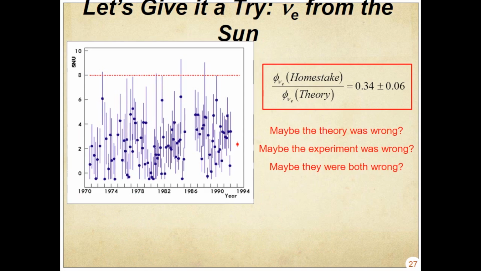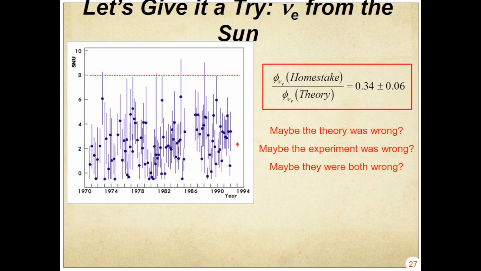This is his data. This was the prediction in some weird unit, solar neutrino units or whatever, SNU. Okay? And this was his data. This is the average of that data over this 25-year time span. Well, about 100 sigma away from the theory. Right? About a third, actually.